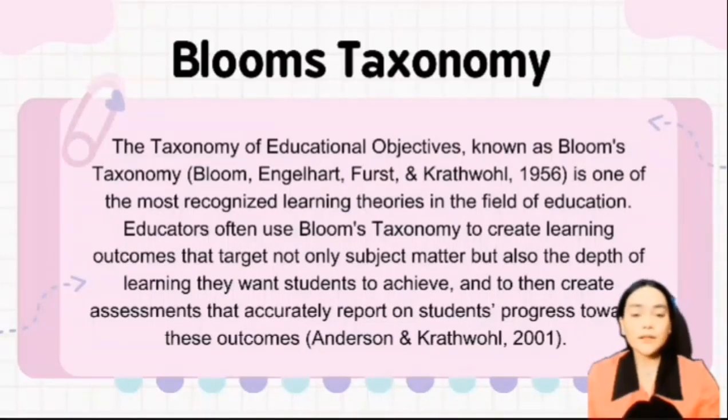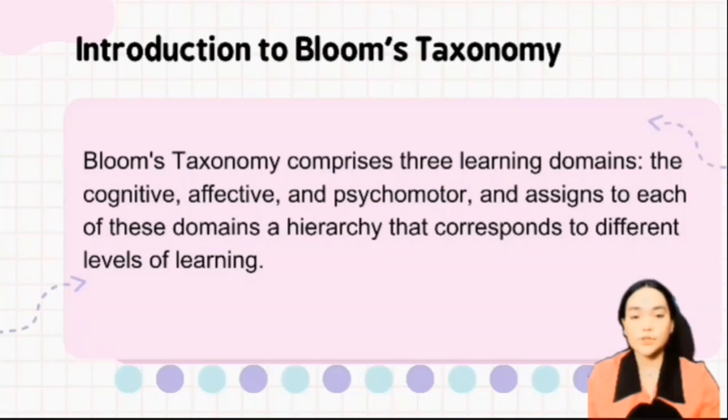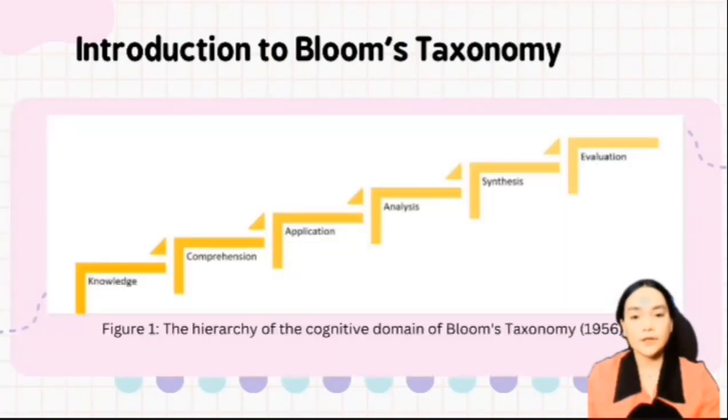So now we have an introduction to Bloom's taxonomy. Bloom's taxonomy comprises three learning domains: the cognitive, affective, and psychomotor, and assigned to each of these domains is a hierarchy that corresponds to different levels of learning. So this is the hierarchy of the cognitive domain of Bloom's taxonomy, 1956.